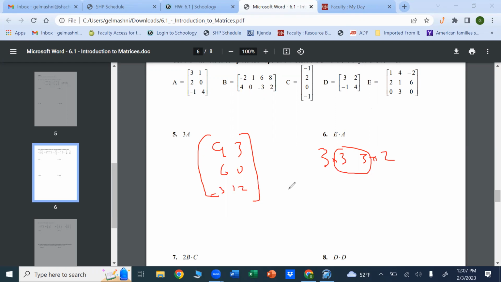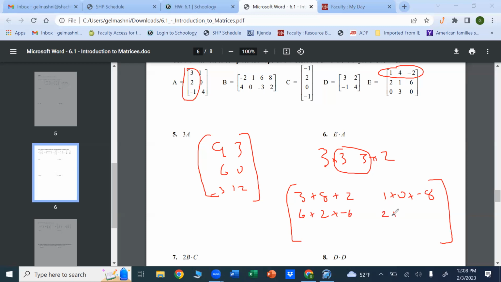So, all right, we've got to do this multiplication. How that would work is you'd multiply E with A. So you do the first row, 1, 4, -2, with that column. So that's going to be 3 plus 8 plus 2. And then you do the first row of E with the second column, which would be 1, 0, and -8. And then you do the second row with all that jazz. So that's 6, 2, -6. Add up. Then you go to the second row of the second column, which would be 2, 0, 24.